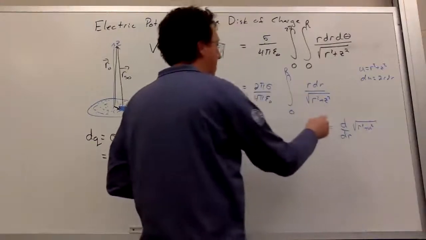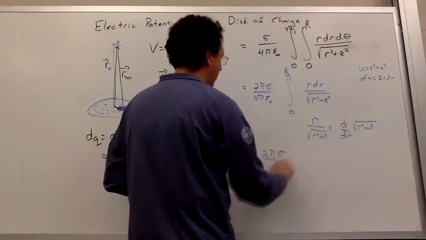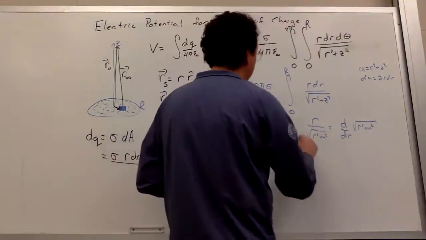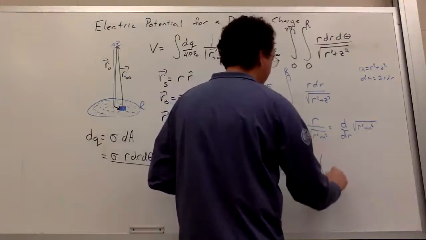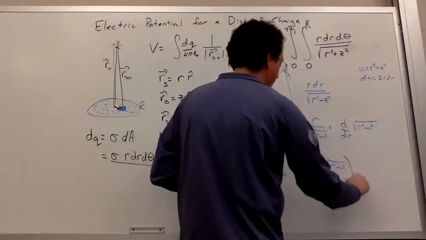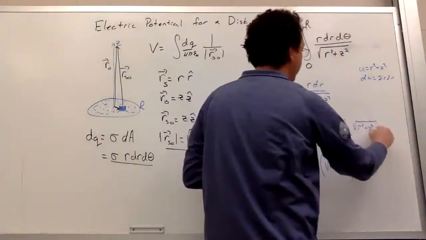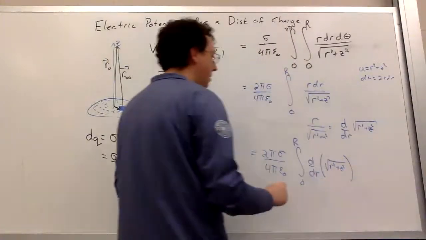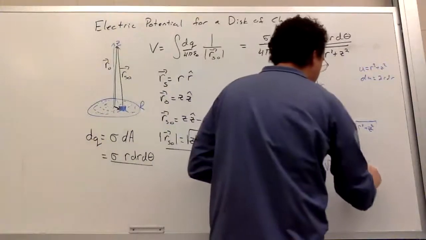So I can say that this integral is 2 pi sigma divided by 4 pi epsilon naught times the integral from 0 to R of d by dr acting on the square root of r squared plus u squared. Oh, I apologize. It shouldn't be u squared. It should be z squared. Getting sloppy here. If you don't see this, just go through the u substitution. It'll work out. And I have to integrate it dr.